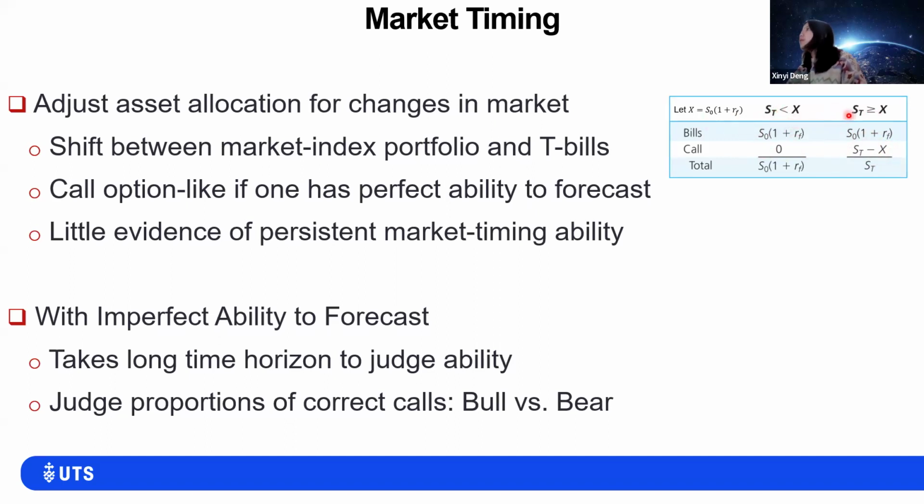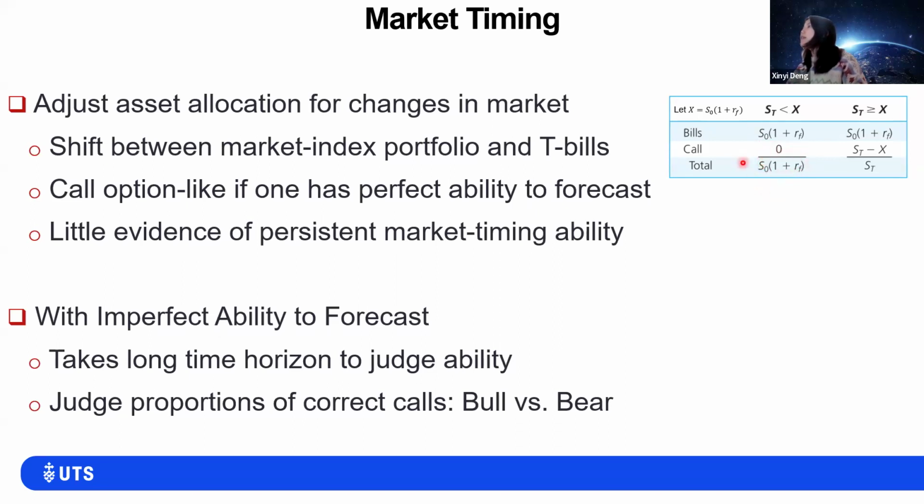And we know that for either of those two scenarios, the payoff of bills would just be S0 times 1 plus RF. So if we sum the payoffs of bills and call for both of these two scenarios, we will find out that the total payoff from the sum of the payoffs of bills and calls would be exactly the same as the total payoff of the manager with a perfect market timing ability.